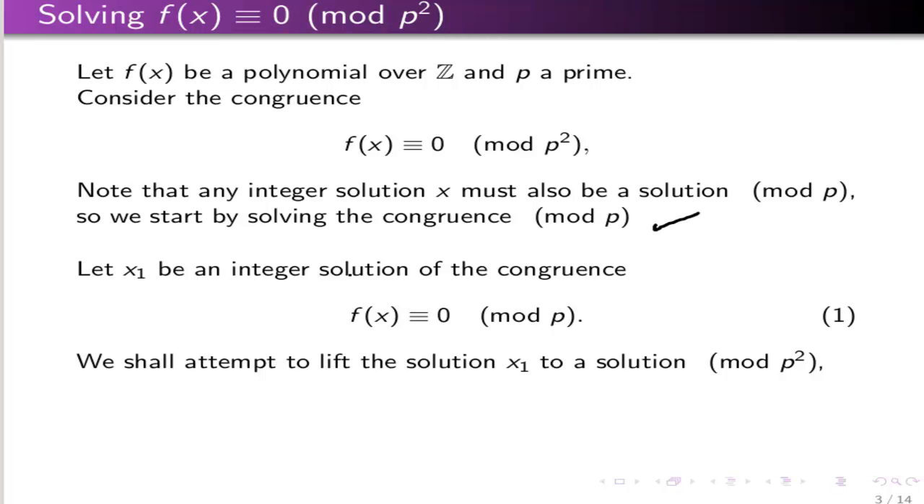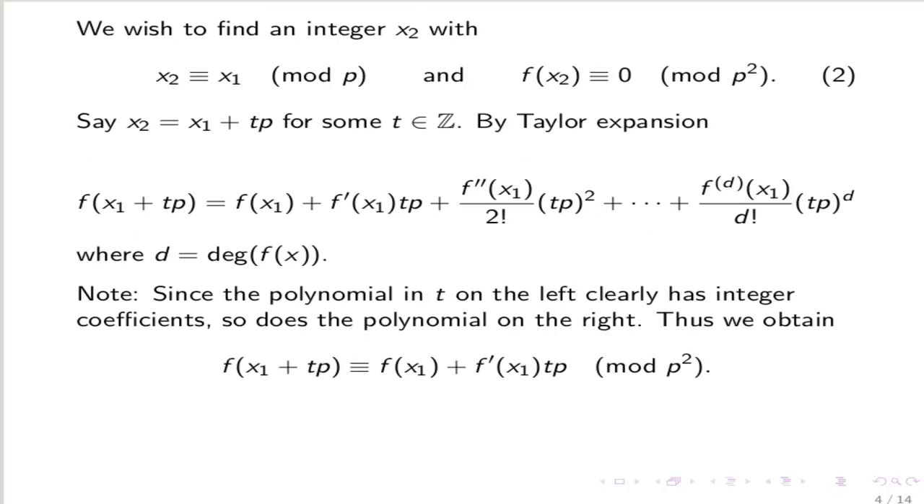So let x1 be a solution of the mod p congruence right here. I'll give that equation number 1. And we're going to attempt to lift this to a solution mod p squared. So what do I mean by that? I want to find another integer x2, which is the same value as x1 mod p, so it continues to be a solution mod p, and has the stronger requirement that it's a solution mod p squared.